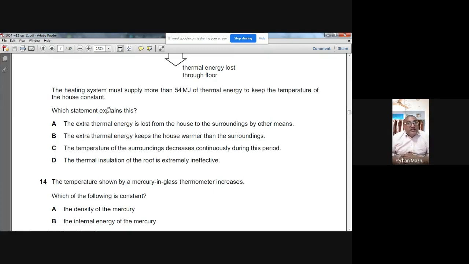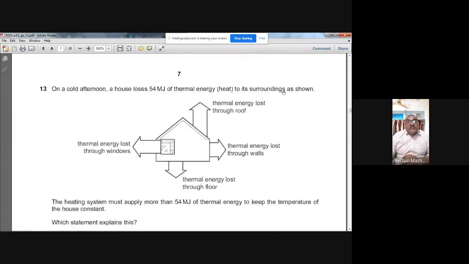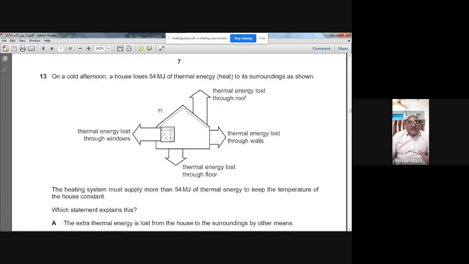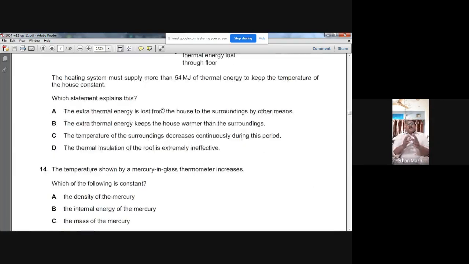Thermal insulation of the roof is increased. You see, look at the sentence. The house gives thermal energy to its surrounding as well. He has given you 4 sources of loss of heat, and through these 4 sources, this much energy is lost, 54 megajoules. But to keep the temperature of the house constant, you should provide more than 54 megajoules. The reason is there are other sources of heat loss which are not mentioned in that diagram. Due to those sources, you have to provide more heat than 54 megajoules. So the choice is A.